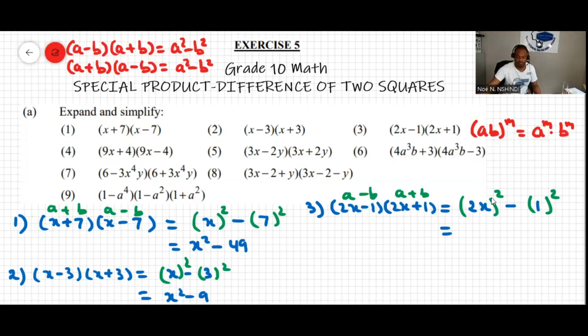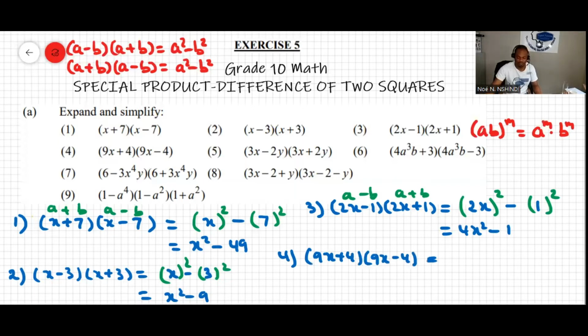Then also here the power of 2 will be on the 2 and also on the x. So this will be 4x squared minus 1 squared, which is just 1. Okay, question 4, we have 9x plus 4 and then 9x minus 4.